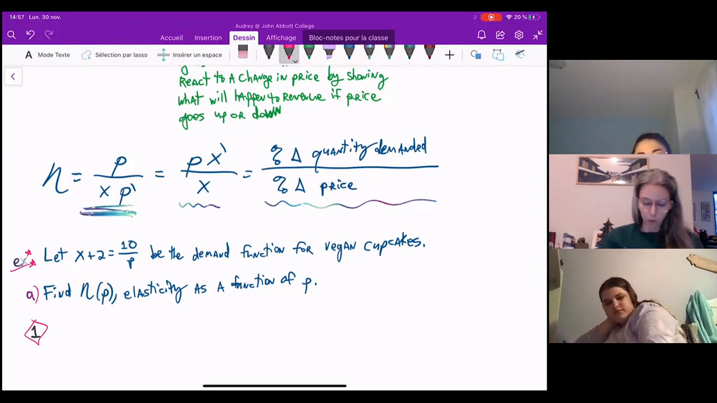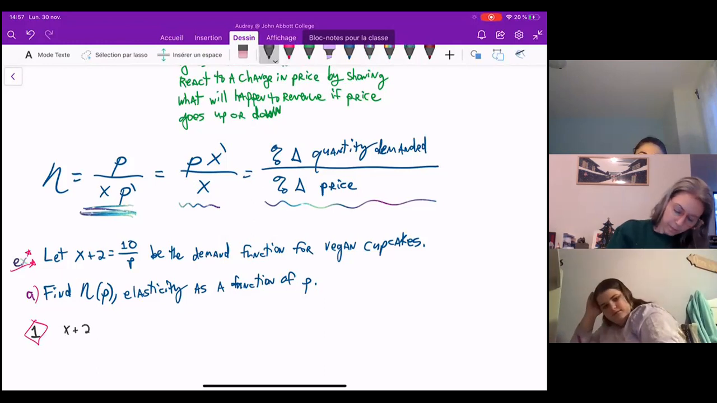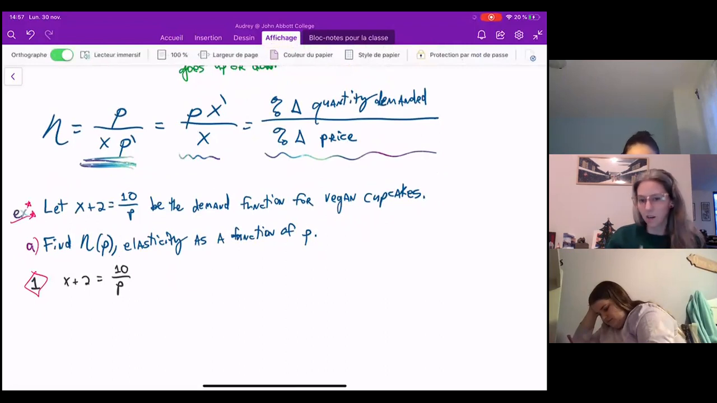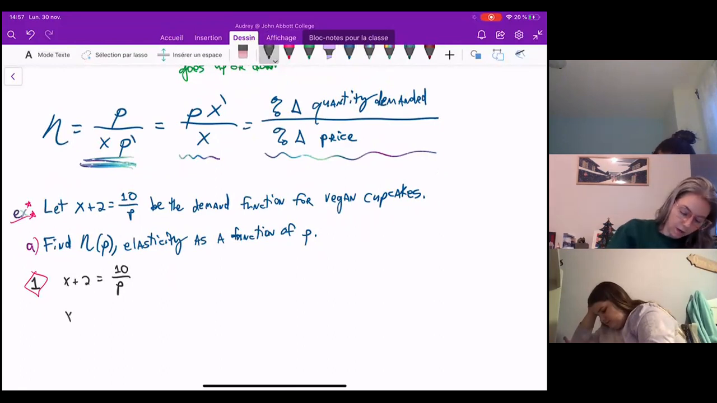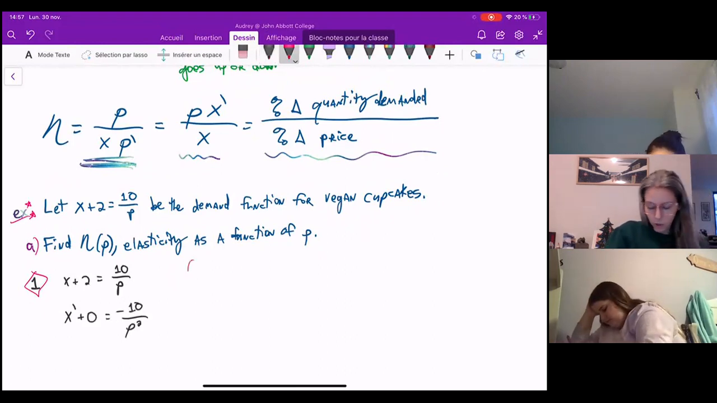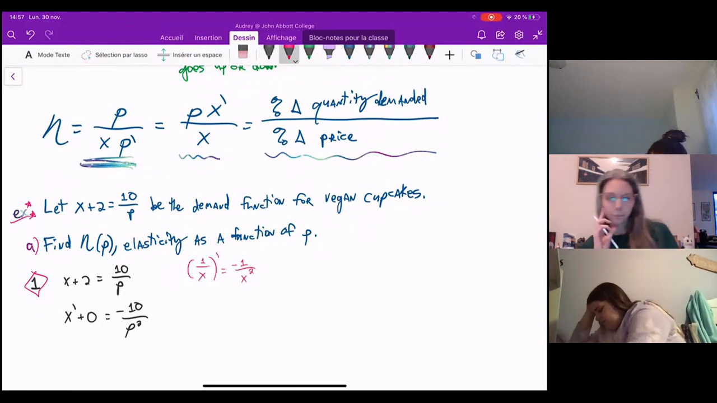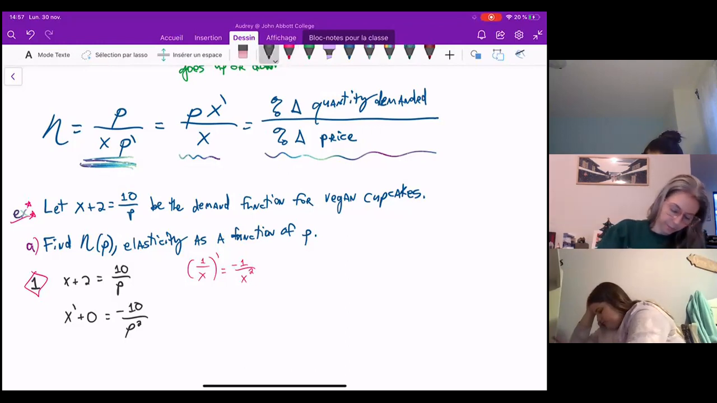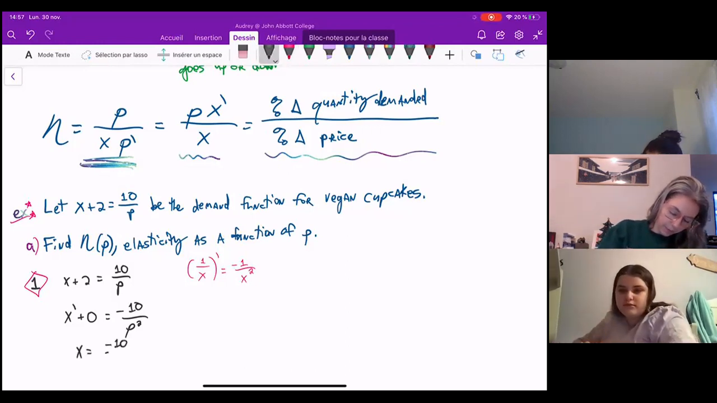So I have x plus 2 is equal to 10 over p. And I could move that 2 over, but honestly, it really doesn't make a difference. I could also just use implicit and go at it like this, where I recognize that my x is my function, so I have x prime plus 0 is equal to negative 10 over p squared. And this is just a derivative that we saw a lot with optimization. We remembered that the derivative of 1 over x was equal to negative 1 over x squared. So x prime is equal to negative 10 over p squared.